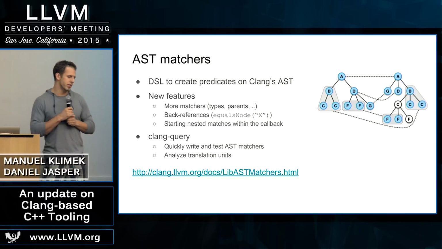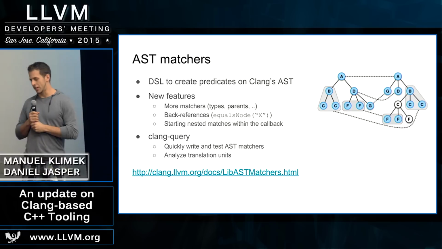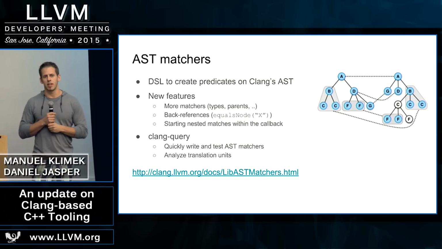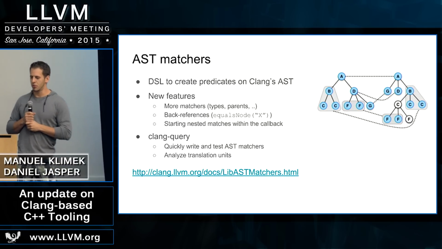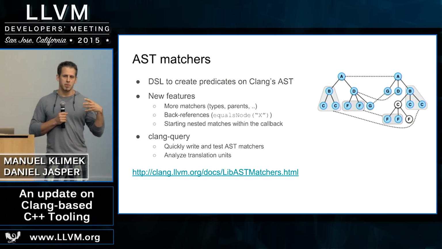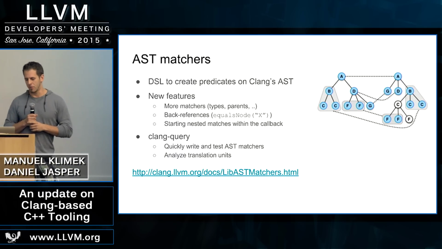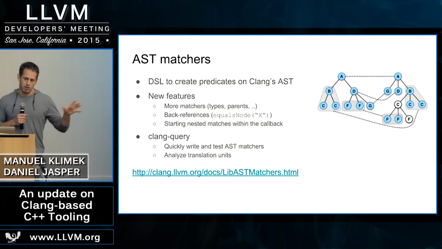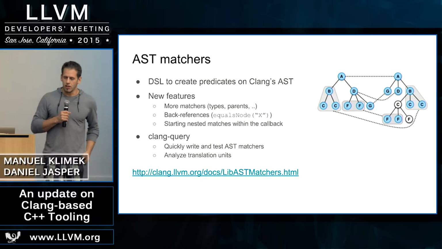Quickly about AST matchers: Clang's AST is a very nice representation of C++, but it's a pain to navigate if you have to write a C++ tool and navigate it manually. That's a lot of work, so we've developed a domain-specific language with which you can find very specific AST nodes and do stuff with them. We've added several talks about those, and you can look them up. We've added a lot more features now.